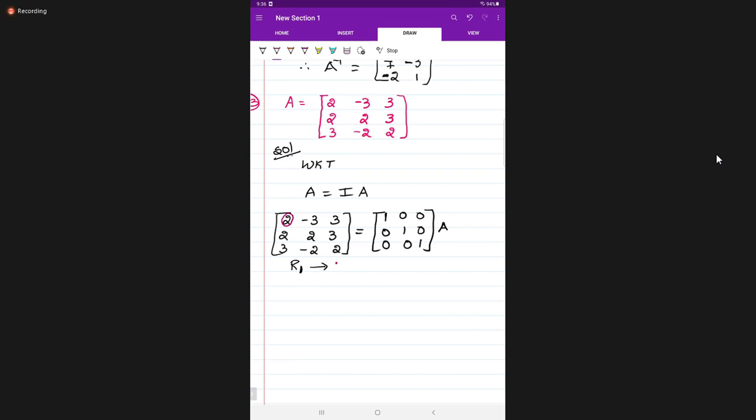Sorry, plus 1 you can do. Listen. R1 implies R1 minus R2 plus 1. Plus 1 can't be taken; a single element can't be added like that. Ma'am, we can divide by 2. Divide by 2 means it will become lengthy, right? Tell me, anyone.